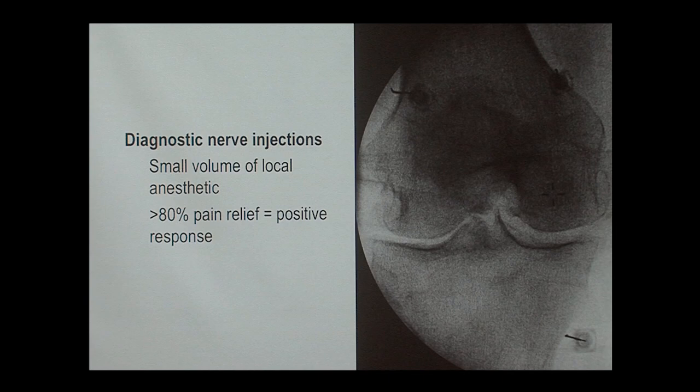So what you're seeing here is the very tip of a needle. This is the hub, or sort of the end that's outside of the skin, and it's been guided under fluoroscopic or X-ray guidance to the site of the genicular nerves. And there's one here, there's one here, there's another here. There are other genicular nerves as well, but some of them are too close to motor fibers, so we don't want to go near them.